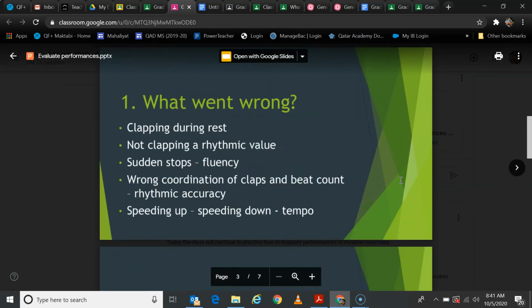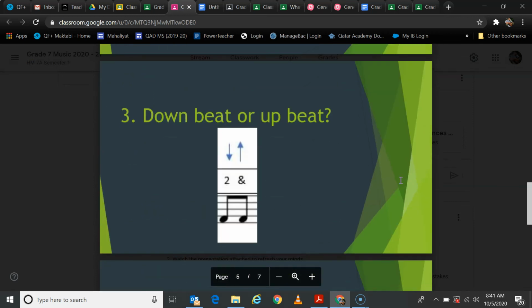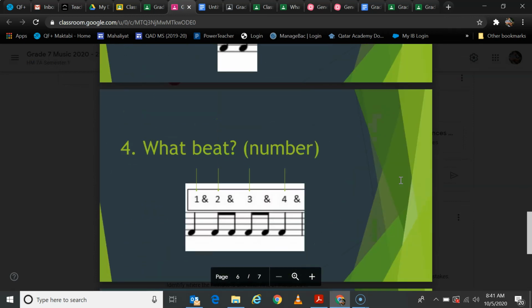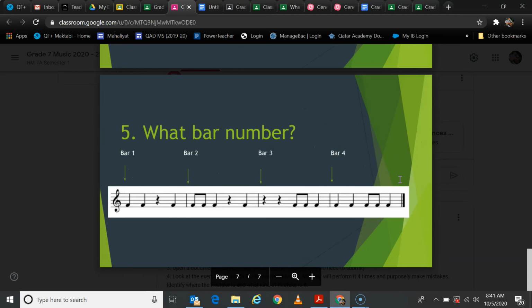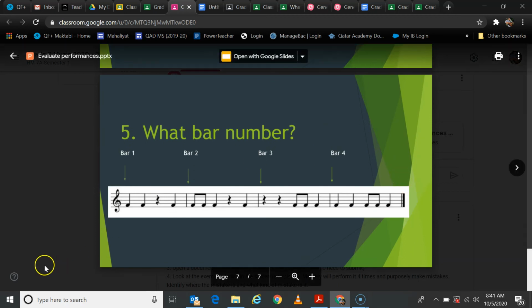So that's basically it. Remember the 5 references: what went wrong, the rhythmic values involved, the downbeat or the upbeat, the beat number, and the bar number. Okay? I hope this is helpful and see you next time.